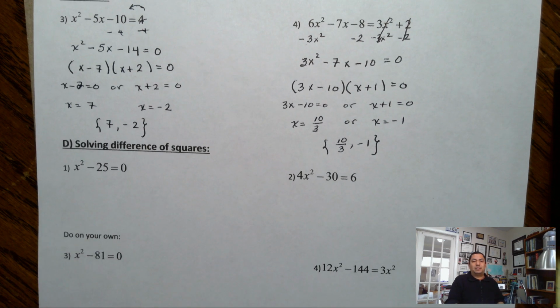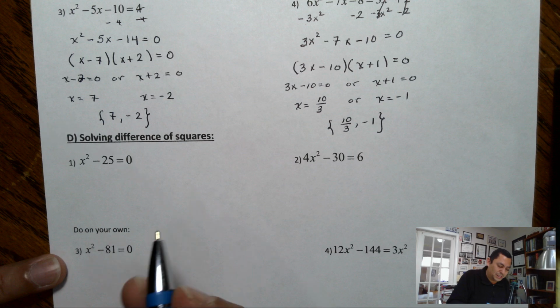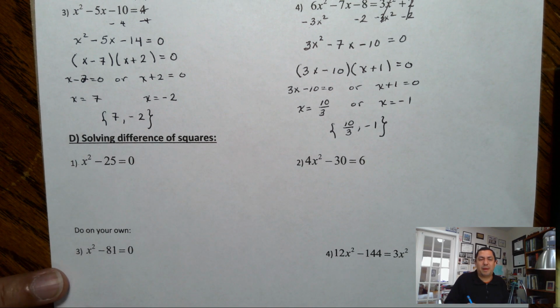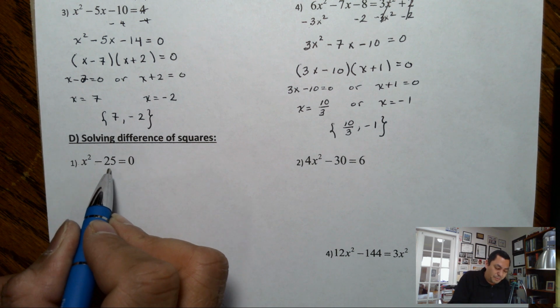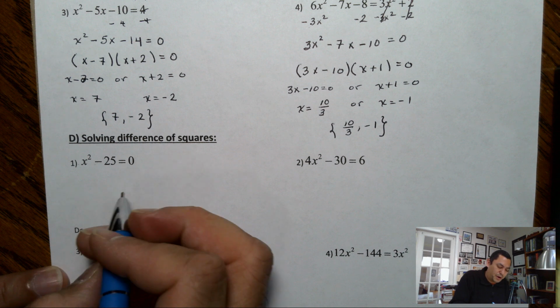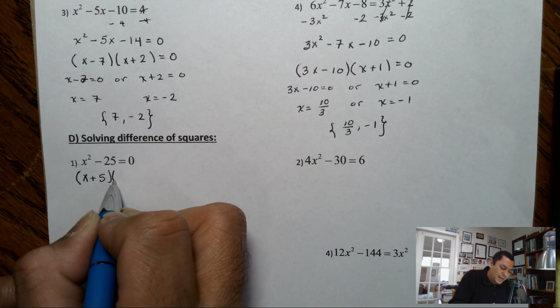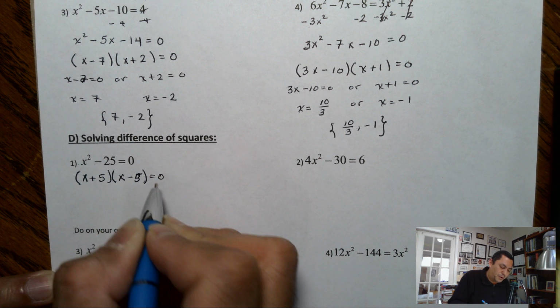Now the next part, D, says solving difference of squares. So we're covering every single topic that we've been doing in class. So solving difference of squares: what I have here is x squared minus 25 equals 0. Remember, a difference of squares is x squared minus, because it's different, plus minus 25 equals 0. So I have x plus 5, x minus 5 equals 0.